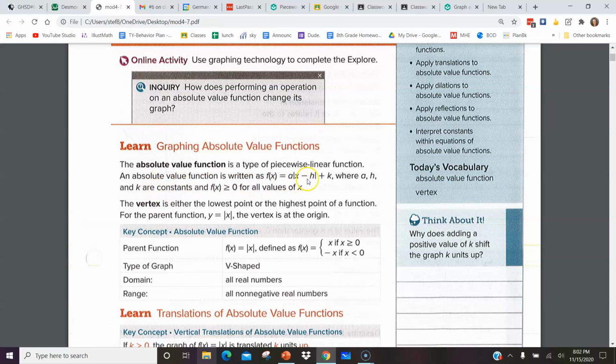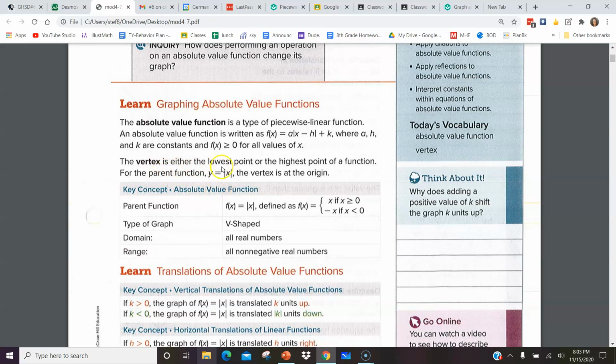So you could write it as this: f of x equals a times the absolute value of x minus h plus k, where a, h, and k are constants, okay? F of x has to be a positive value because it's the absolute value coming through. So that's going to be greater than or equal to 0.